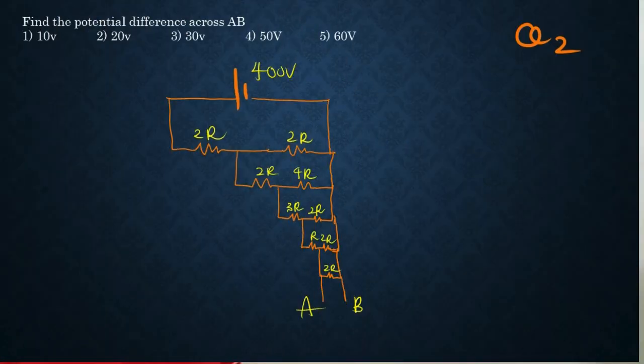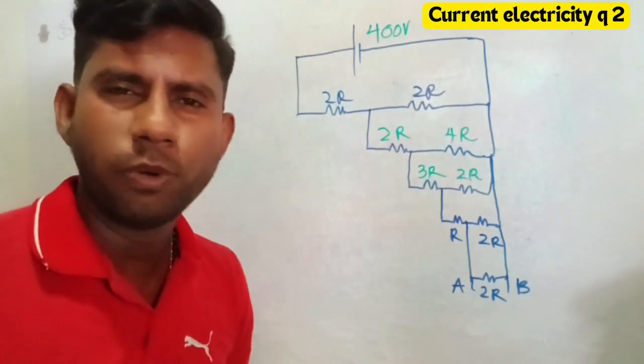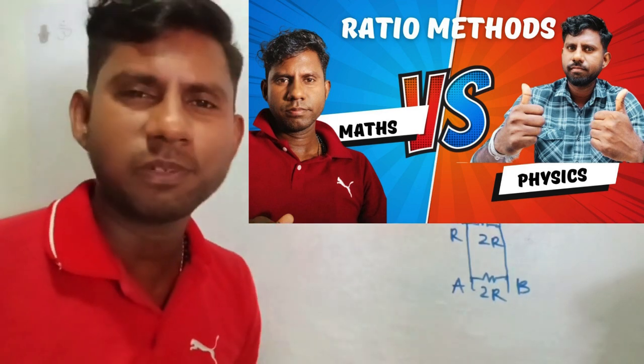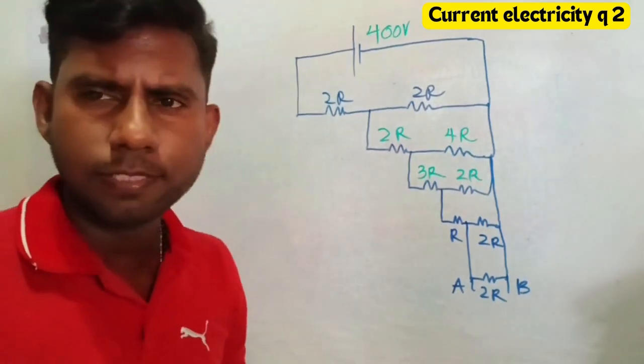Moving on to our second question. This question we can do using the potential divider method, the ratio method. We did a video on the ratio method. I hope you have gone through it and you are thorough with ratio methods, right? So let's try this question now.